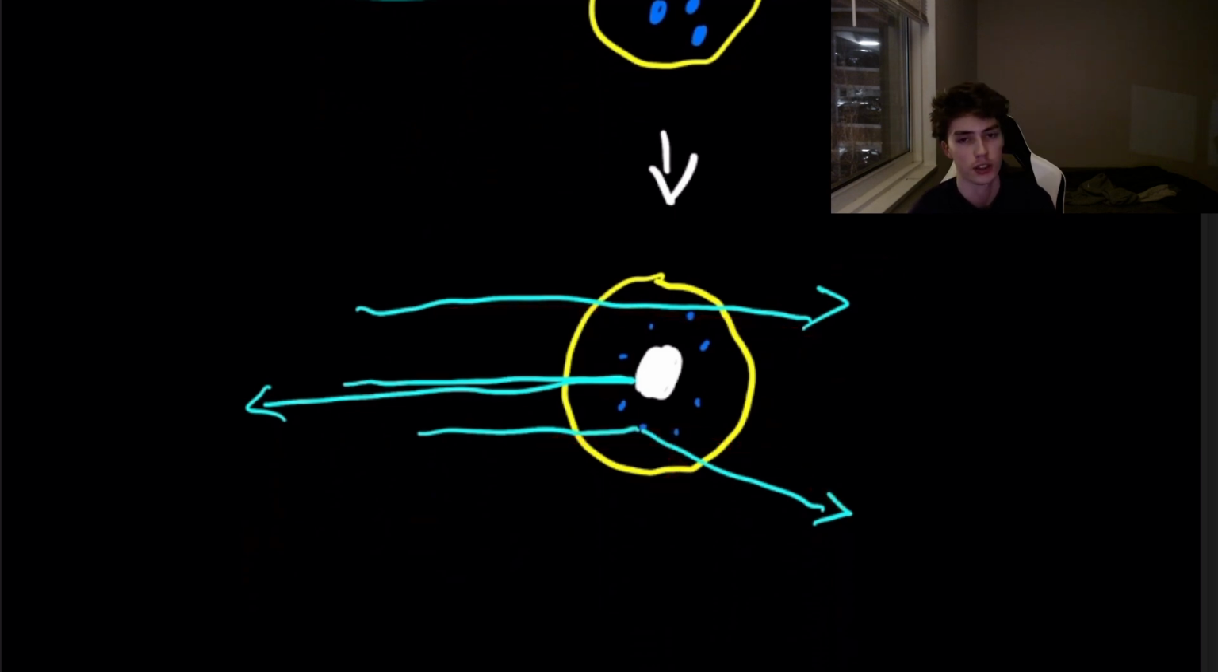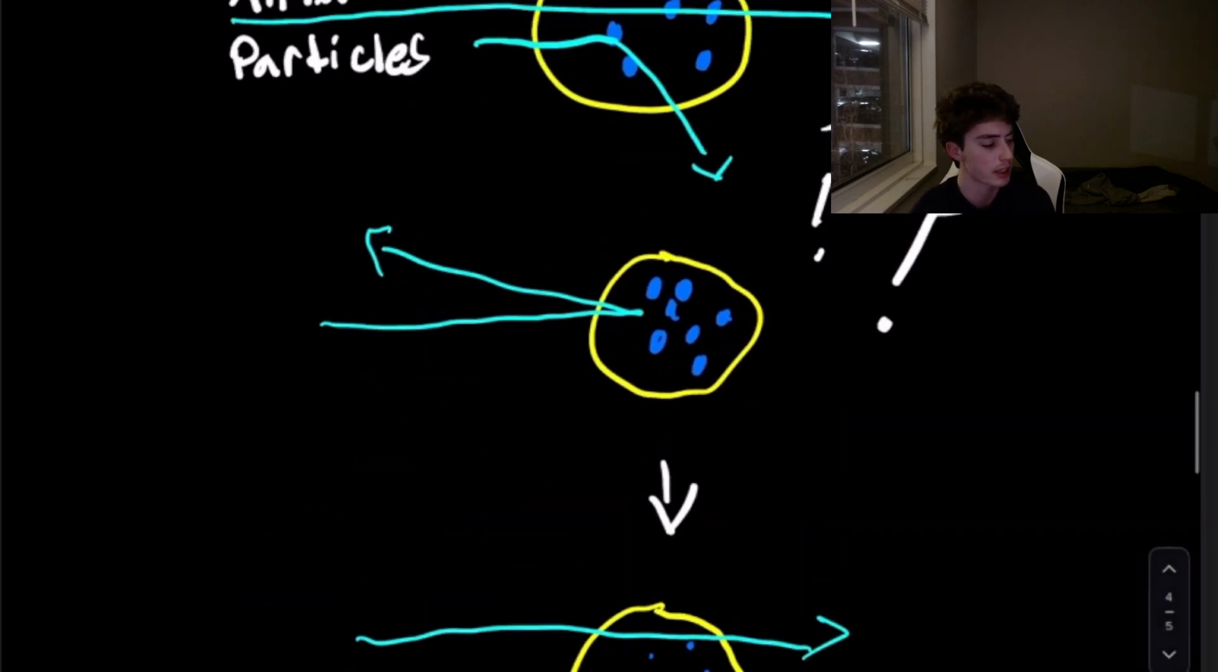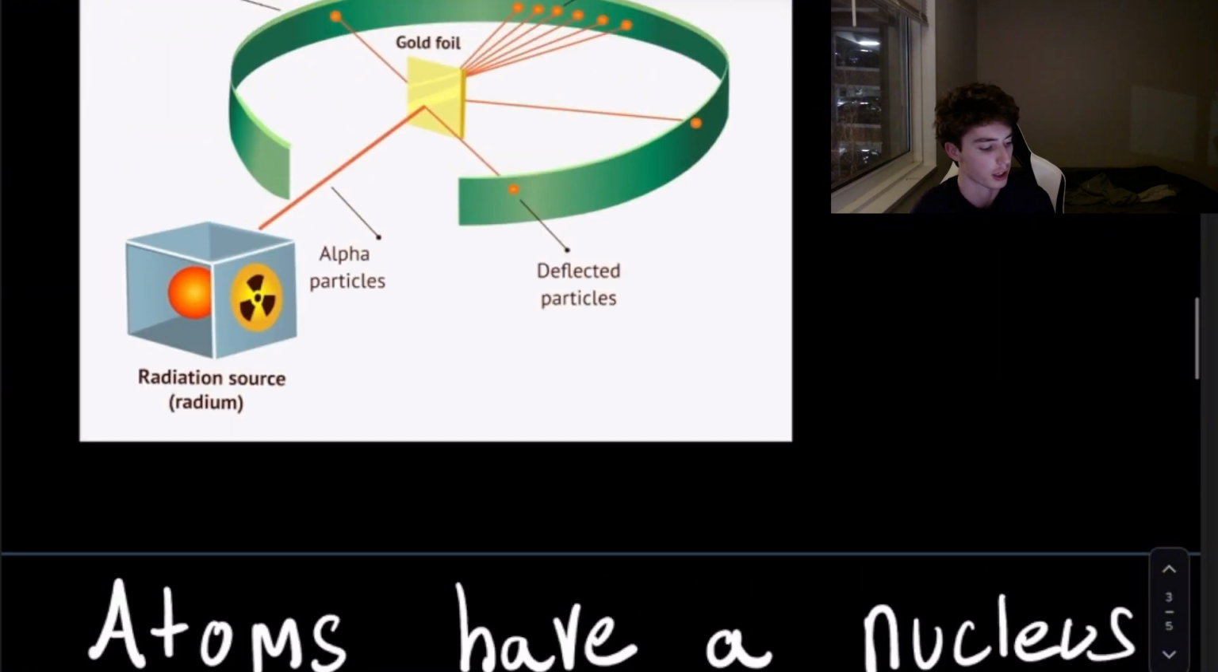But atoms, realistically, are fairly empty, right? They're fairly empty spaces, the nucleus being the most dense part about them. And yes, they do have those negatively charged electrons within them, but most of the density comes from the nucleus. And so ultimately, that is what the gold foil experiment concluded.